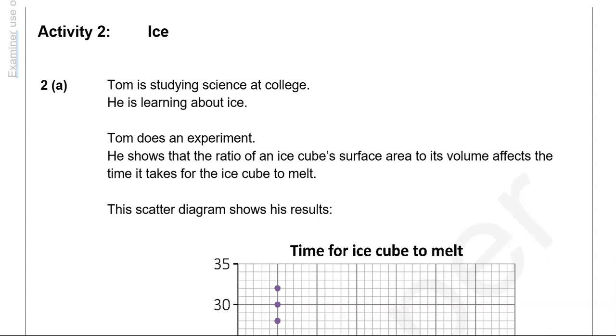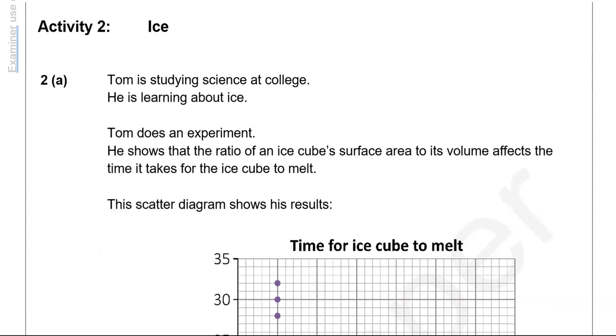Activity 2, ice. Tom is studying science at college. He's learning about ice. Tom does an experiment. He shows the ratio of an ice cube's surface area to its volume affects the time it takes for the ice cube to melt. This scatter diagram shows his results.